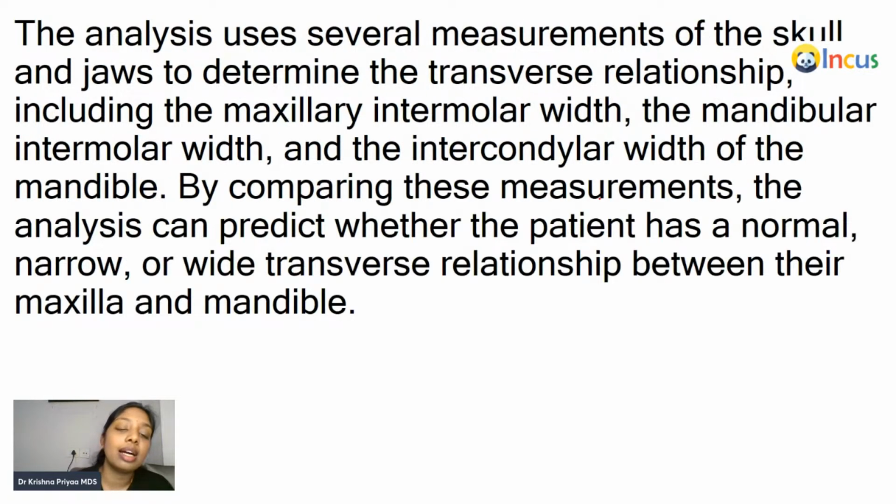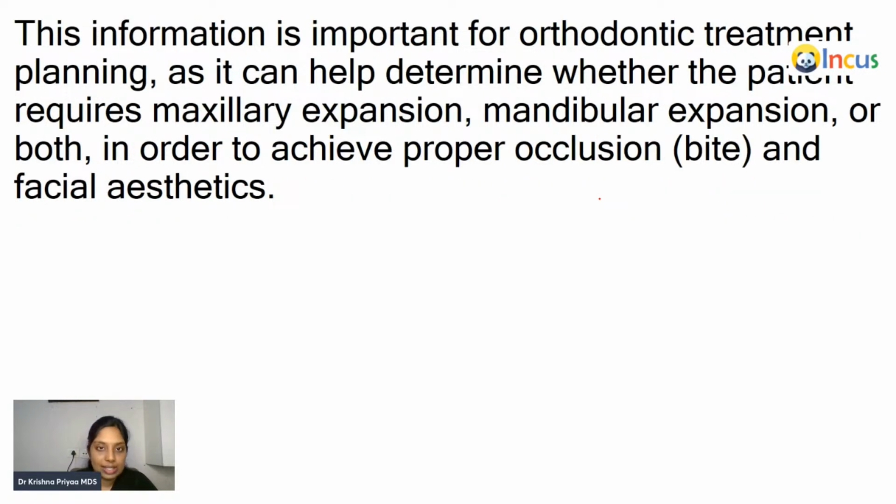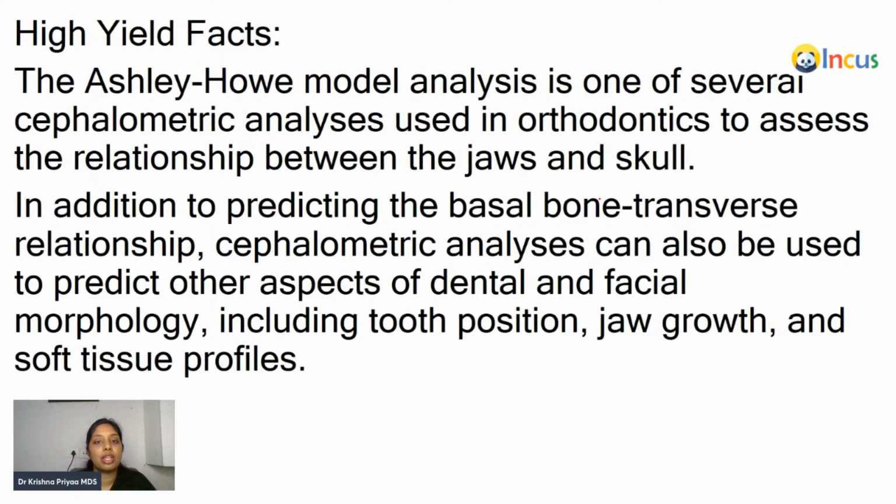It compares the transfers, and thereby it can predict whether the patient has a normal, narrow, or wide transverse relationship between the maxilla and the mandible. So whenever it comes to transverse relationship and maxilla, Ashley House analysis is the required analysis that you have to do. It will also help us in understanding the necessary maxillary expansion or mandibular expansion, or both, in order to achieve the proper occlusion.